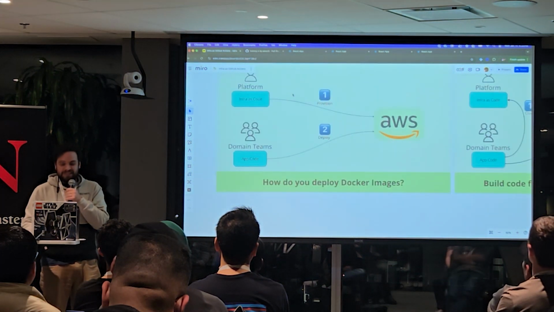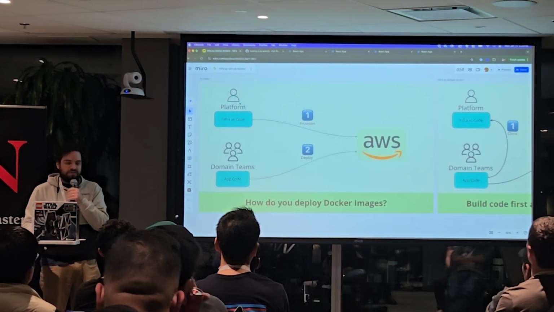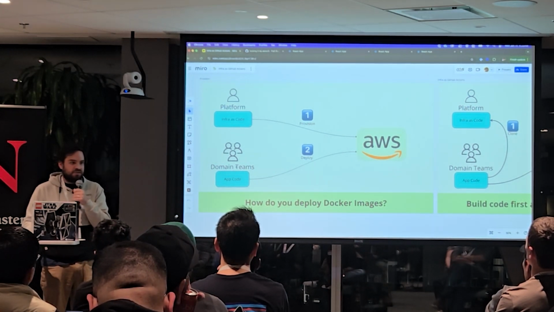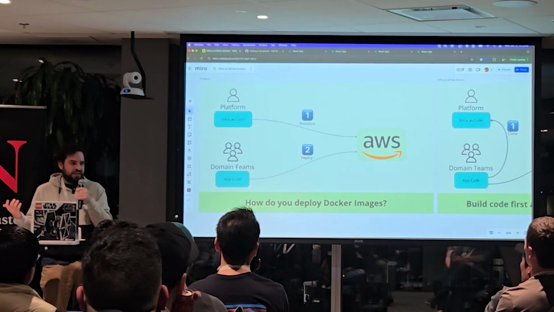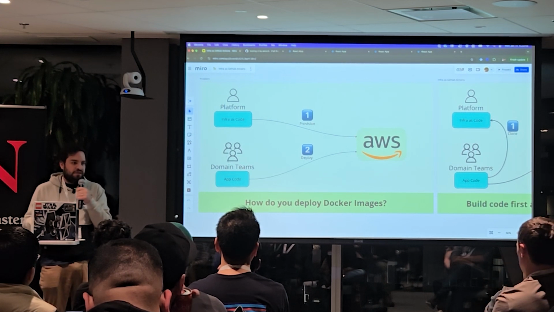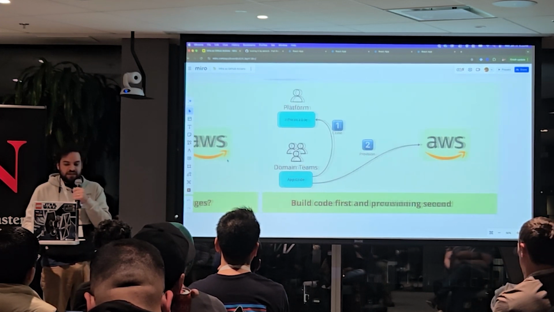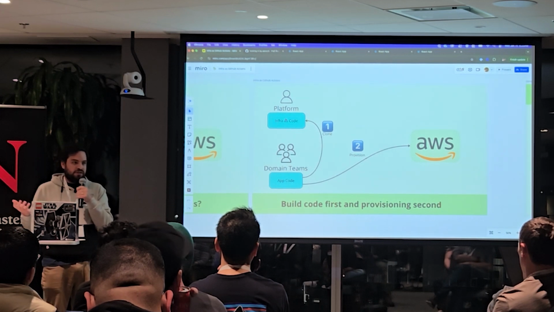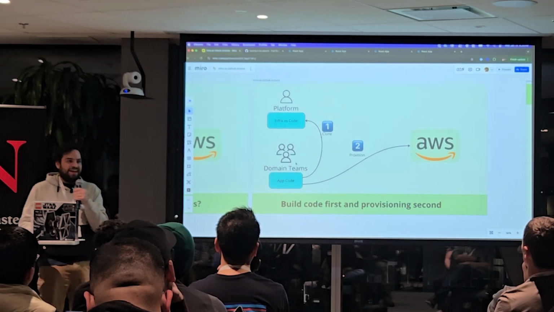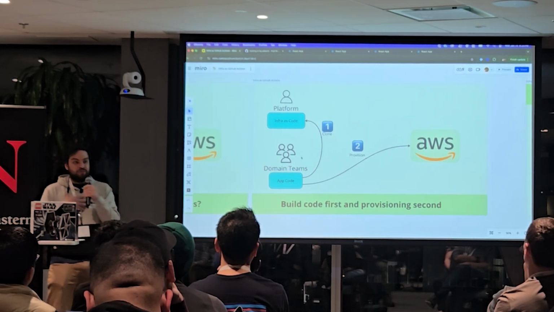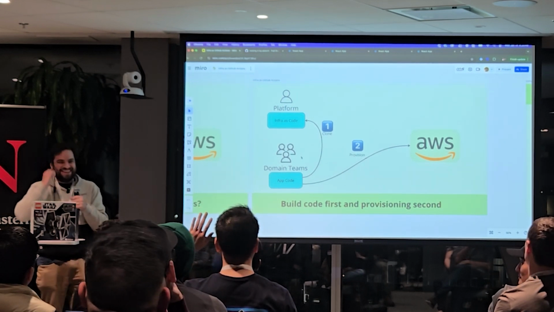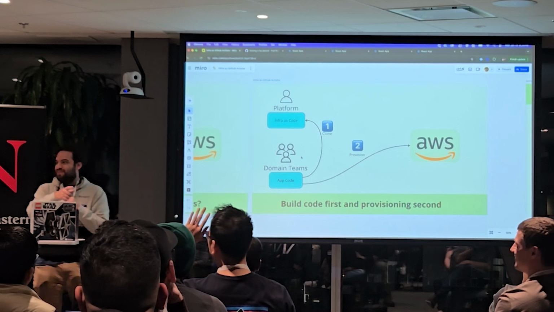So this is the original problem. Usually you have a platform team that provisions part of the infrastructure, and then you have teams that somehow have to hack that infrastructure to deploy the latest. Usually the domain teams depend on the platform. In this case, we're providing an action that is owned by the platform but executed by the domains. And then it's a lot easier for me as a platform to manage. Good, thank you. Awesome.